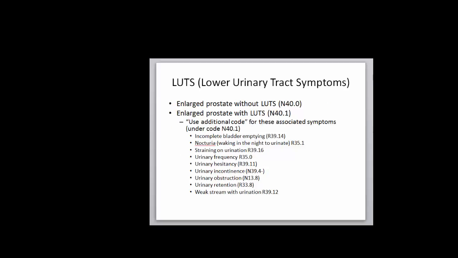When you're coding BPH, you're going to see it without LUTS, or lower urinary tract symptoms, that's N40.0, or with LUTS, N40.1. There is an instructional note under the N40.1 code that says use an additional code for any of these symptoms, and these are all taken right out of the book to show you all the things that might happen. It's very uncommon for someone who has an enlarged prostate to not have these lower urinary tract symptoms. In fact, I've never coded someone that didn't have them. But I guess if it was early enough in the process, they may not have all the problems that they can have now. But these prostates can get as large as grapefruit size, which I can't even imagine how uncomfortable that would be. But that's why you get all those problems, because it's compressing the urethra.